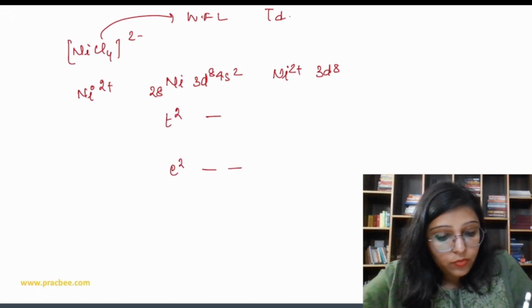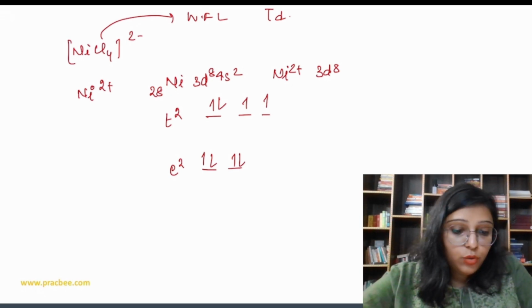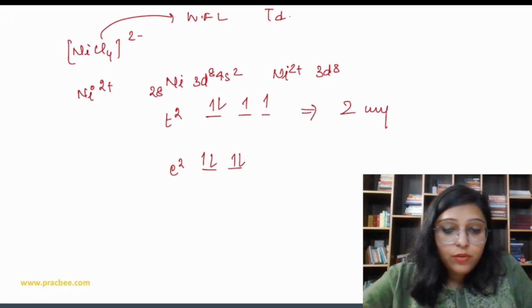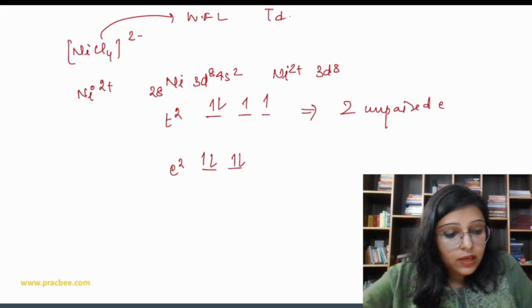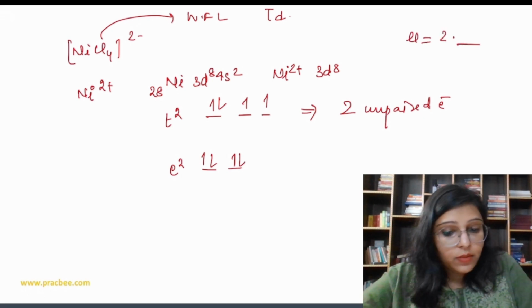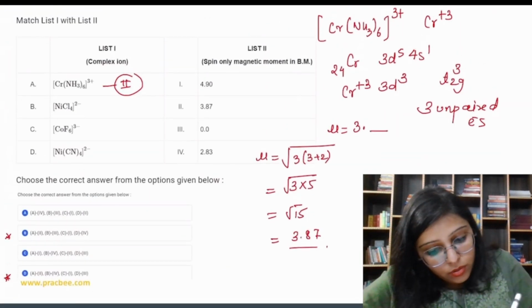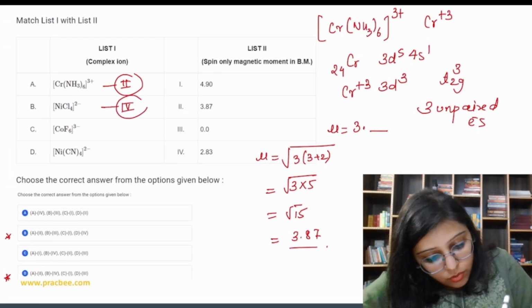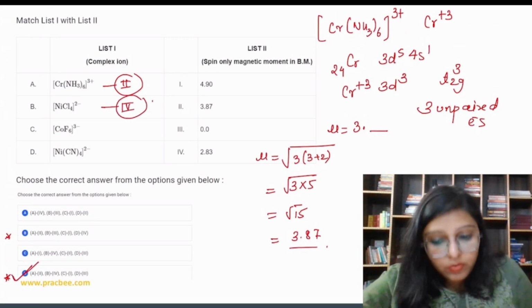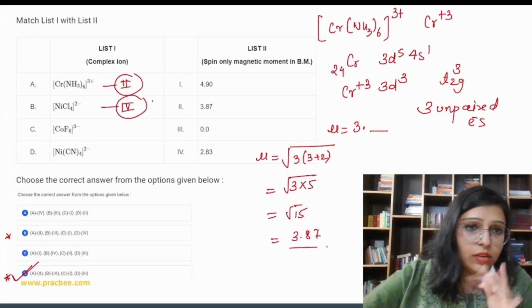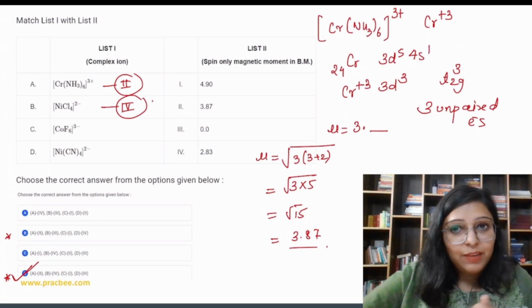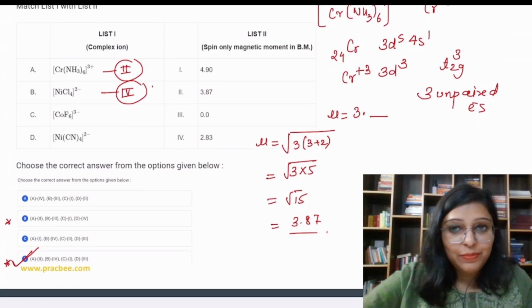So 1 2 1 2 3. So we write 1 2 3 4 5 6 7 8. So we have two unpaired electrons. Two unpaired electrons means magnetic moment is 2 point something. So B can be matched with option number 4. If B matches option number 4, we can take option D as the correct answer. There is no need to solve further, but you have to solve it that way, like I did for A and B, right?